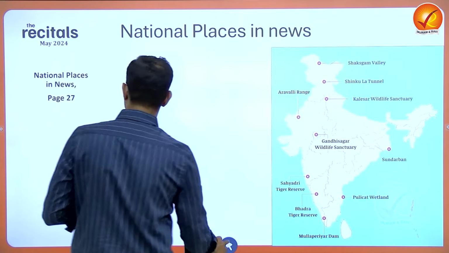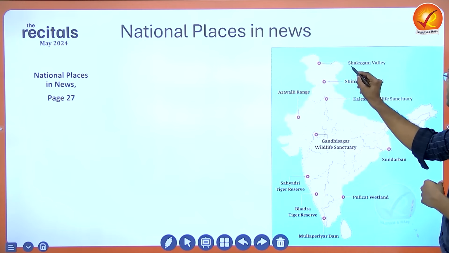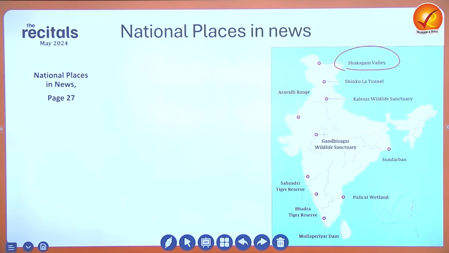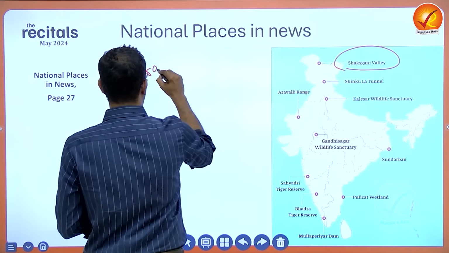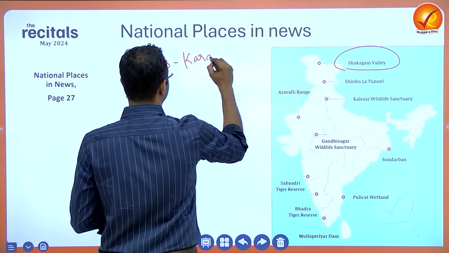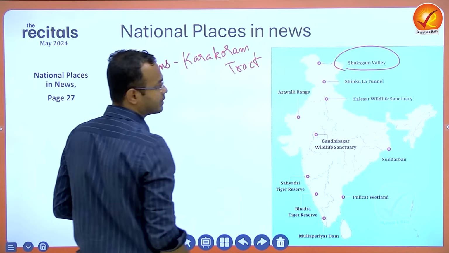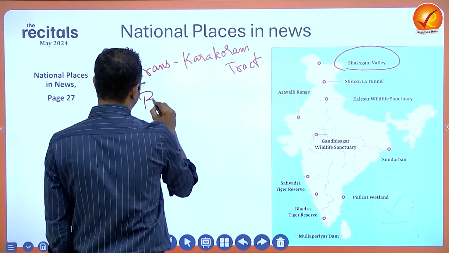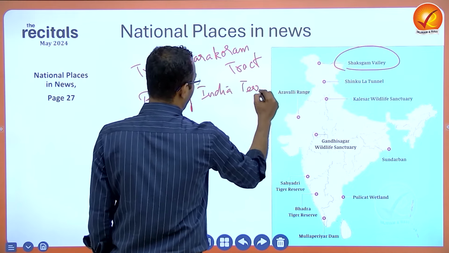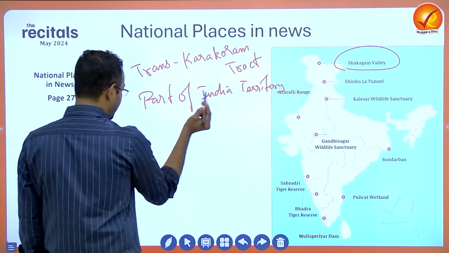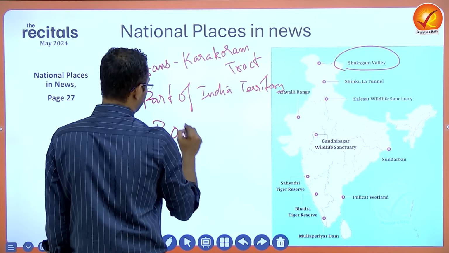Moving on to places in news, national places in news, we'll circle from one after the other, right? We'll start with respect to Shaksgam Valley, which is also called the Trans Karakoram Tract. It's a part of Indian territory illegally occupied by Pakistan. It's located in Pakistan occupied Kashmir.